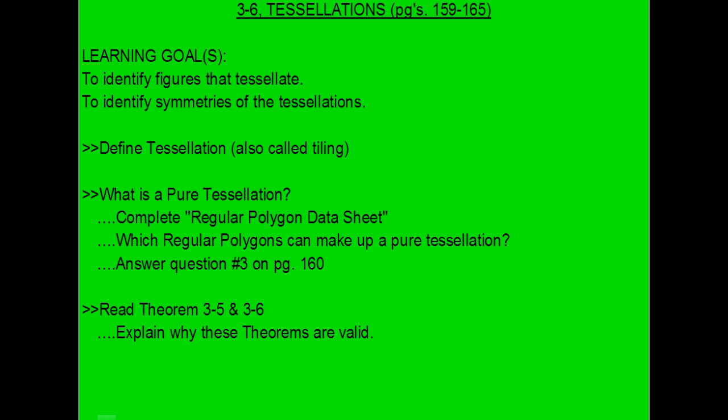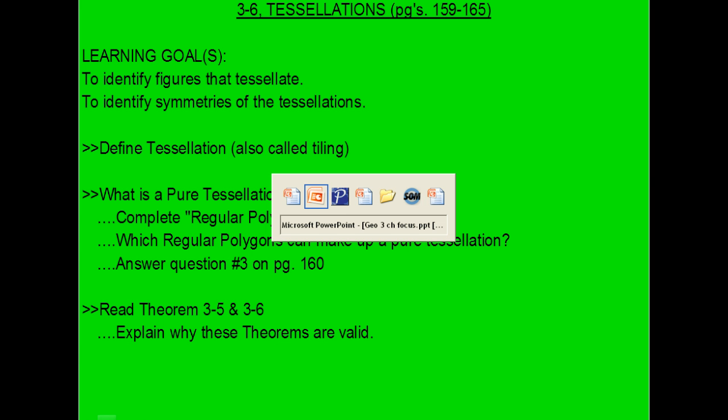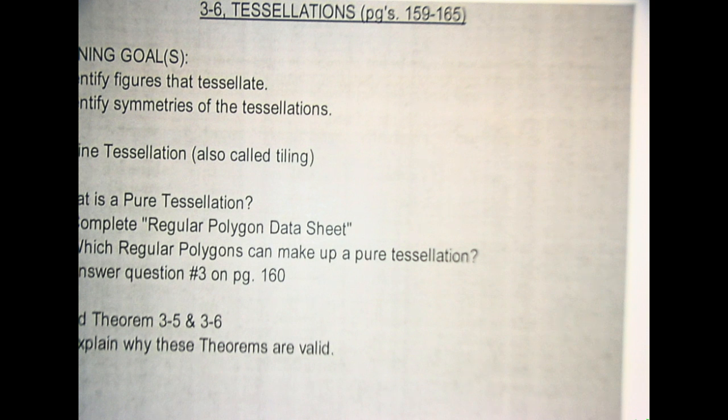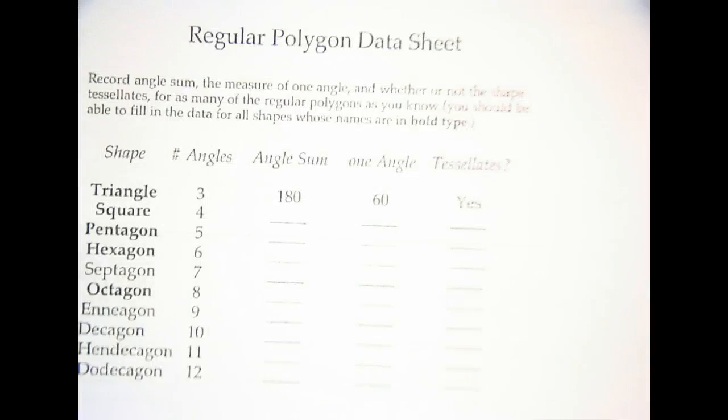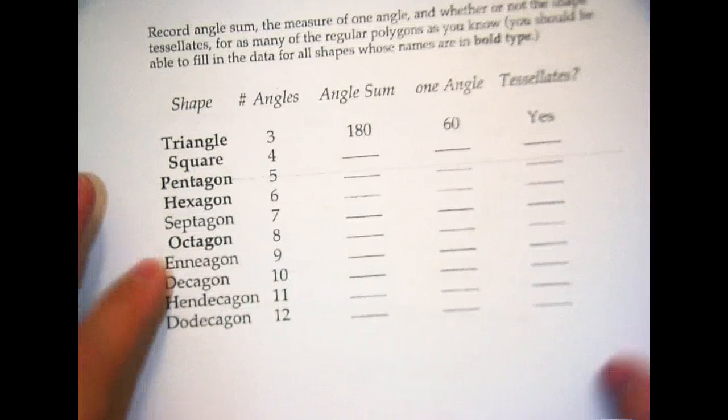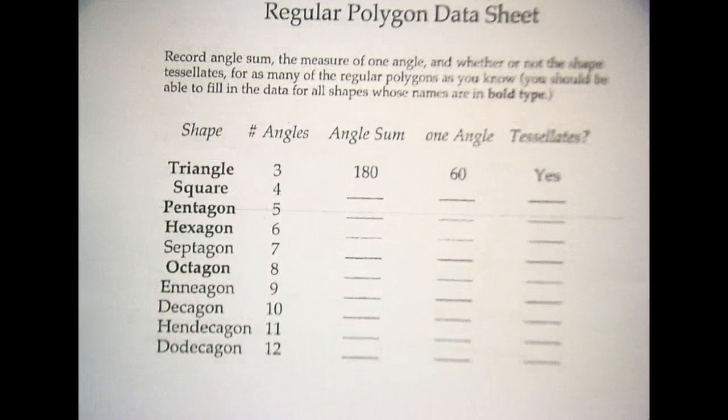Okay, let's see how we did here. First of all, what's a tessellation? Go for it, Cameron. A pattern of figures that completely covers a plane without gaps or overlaps. All right, very good. So when something completely covers a plane without a gap or overlap, it's a tessellation.